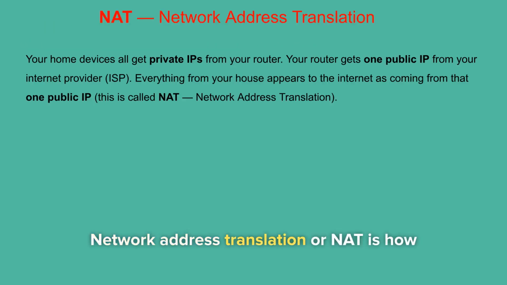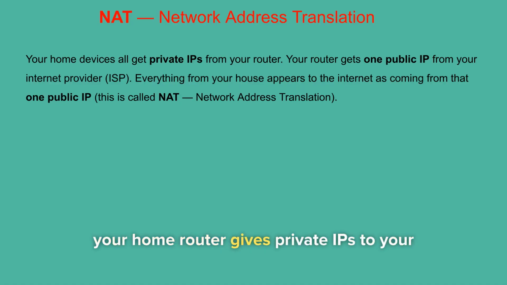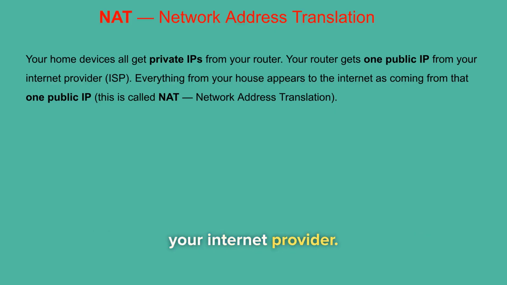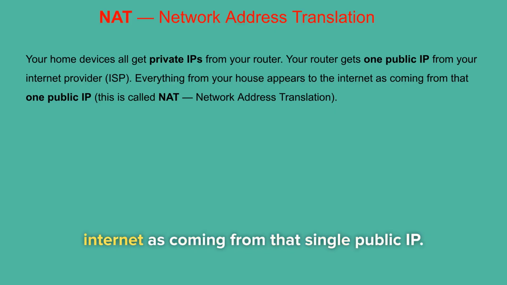Network Address Translation, or NAT, is how your home router gives private IPs to your devices while getting only one public IP from your internet provider. Everything from your house appears to the internet as coming from that single public IP.